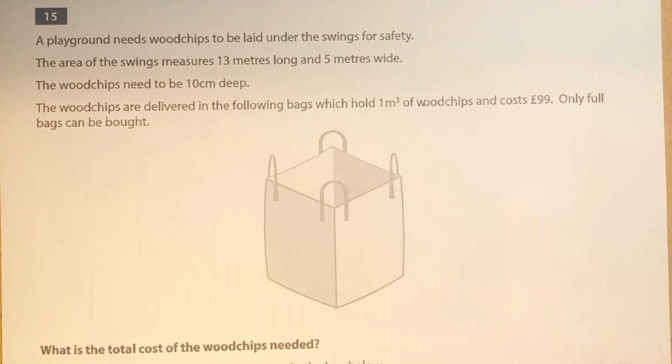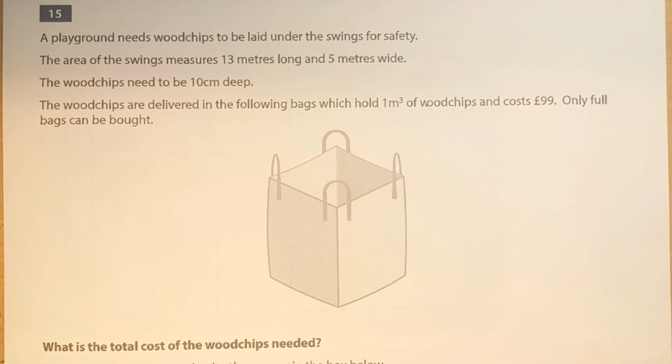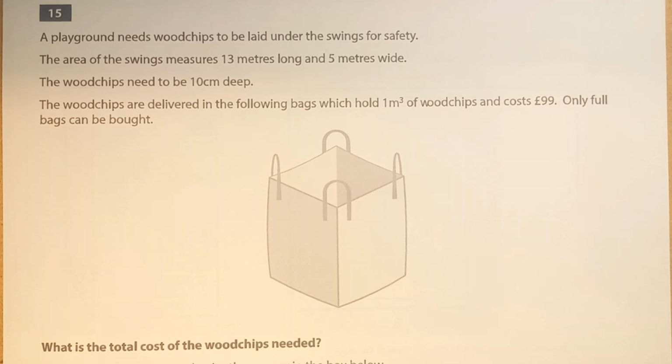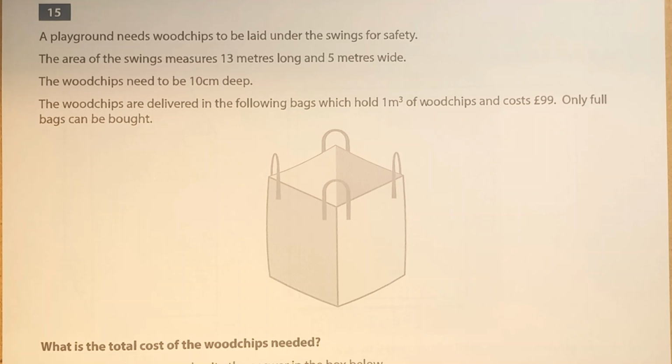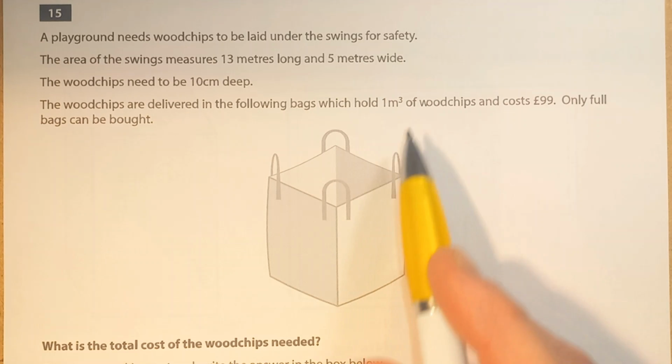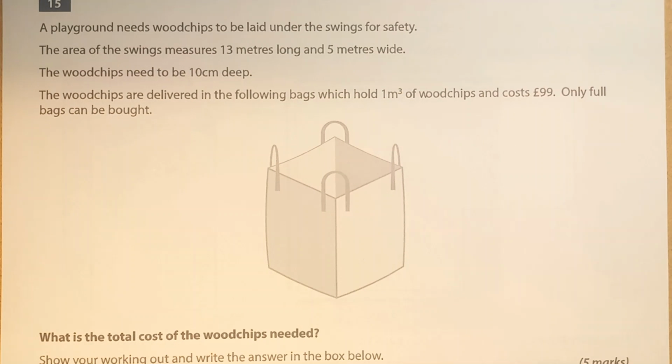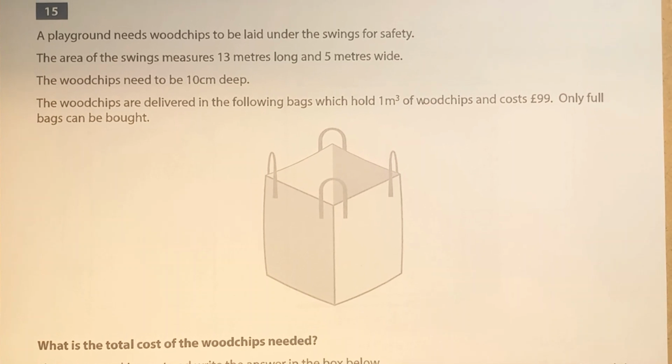And finally, we've got question 15. A playground needs wood chips to be laid under the swings for safety. The area of the swings measures 13 metres long and 5 metres wide. The wood chips need to be 10 centimetres deep. The wood chips are delivered in the following bags, which hold 1 metre cubed of wood chips and cost £99. Only full bags can be bought. What is the total cost of the wood chips needed? And it just says down here, show your working out and write the answer in the box below.